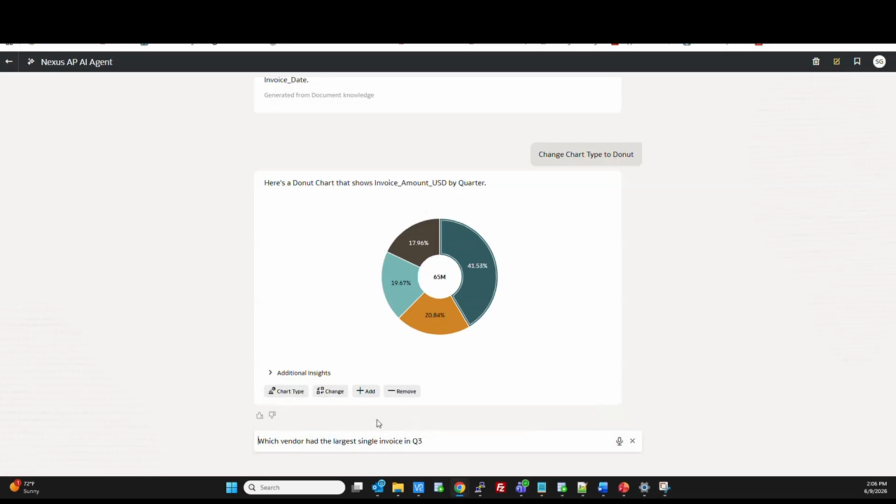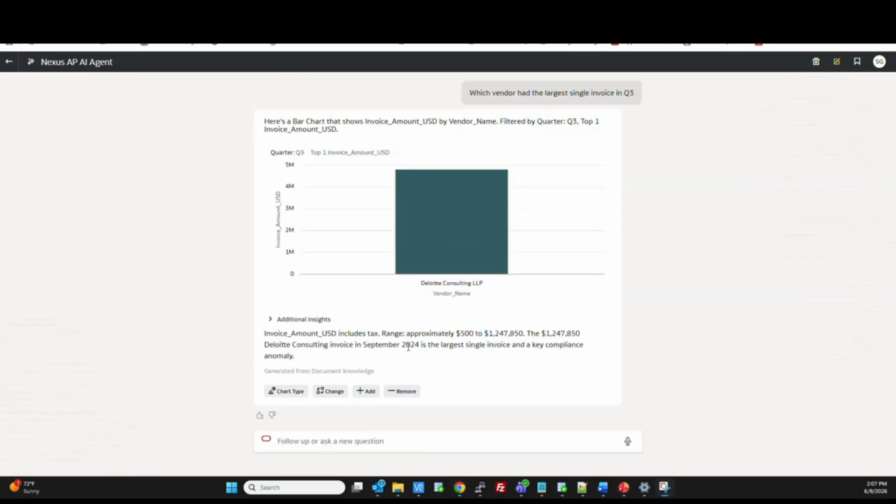Let me ask my third question. Which vendor has the largest single invoice in quarter 3? As per the agent, the Deloitte Consulting invoice in September 2024 is the largest single invoice and has key compliance anomalies. So we will dig later into what and why we have a compliance anomaly for this invoice. Meanwhile, let's continue with our next question.